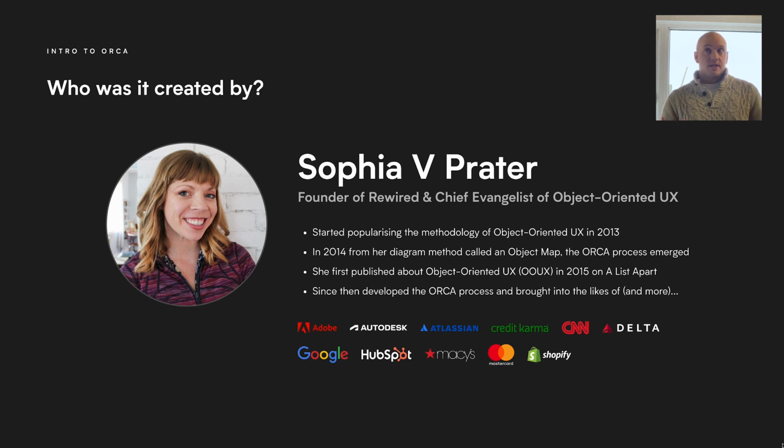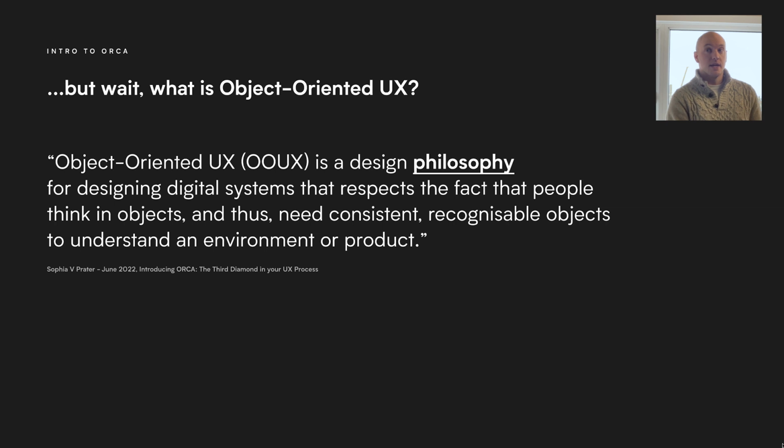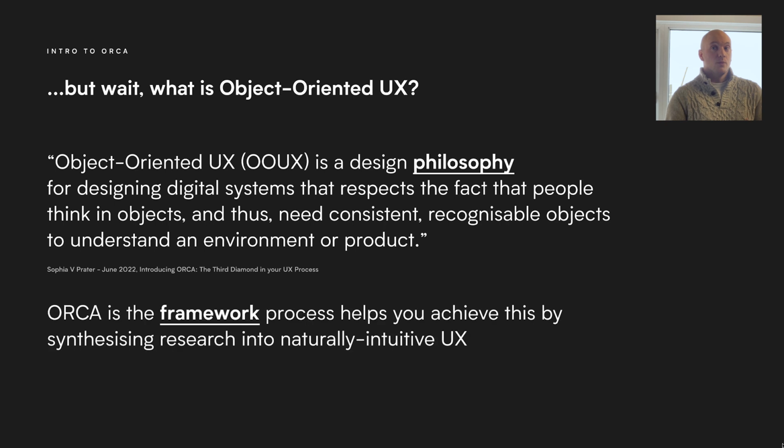So what is object-oriented UX? As she describes it in her article, object-oriented UX is a design philosophy for designing digital systems that respect the fact that people think in objects, and thus need consistent, recognizable objects to understand an environment or a product. From there, where does ORCA fit into that? Well, ORCA is basically the framework process that helps you achieve this by synthesizing research and achieving a naturally intuitive UX. I think it's important here to acknowledge what object-oriented UX and ORCA doesn't do.